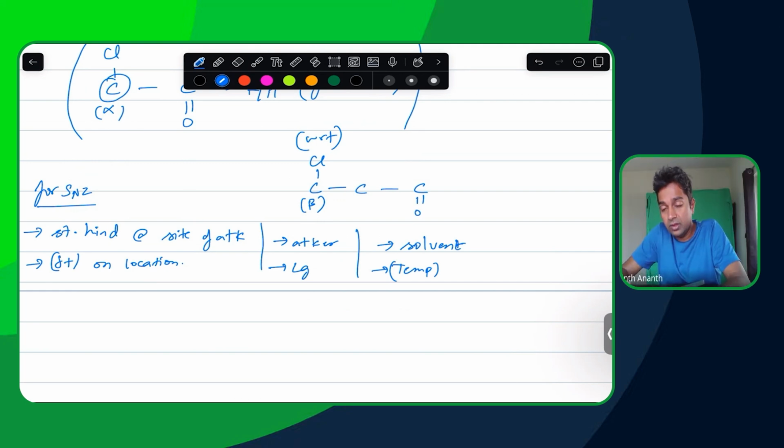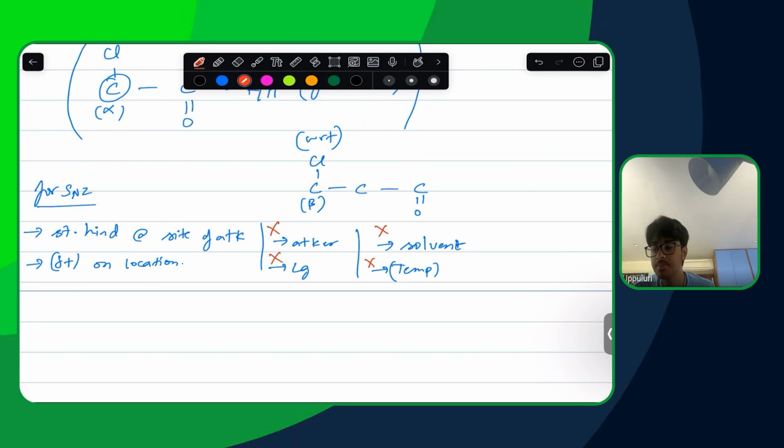So now these are the more or less acceptable factors. Now, if you're looking at these factors, attacker is going to be inconsequential when you compare, because both will be assumed to be the same. Leaving group, we'll take it as similar, of course. Solvent, we'll make sure is also similar. Temperature will also be similar. So among them, which ones are really going to play a role? Steric hindrance and delta plus.